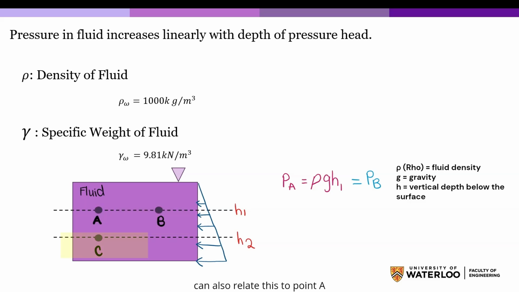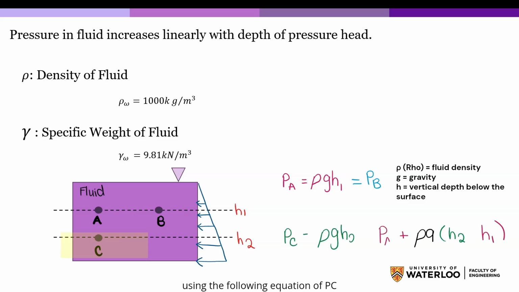You can also relate this to point A using the following equation: PC is equal to PA plus rho times g times (H2 minus H1). This is because when you're going from a depth of H1 to a deeper depth of H2, you can add the extra pressure from that additional height of fluid. The triangle of arrows on the side shows how pressure pushes harder as you go deeper. The arrows get bigger near the bottom. That's pressure increasing.